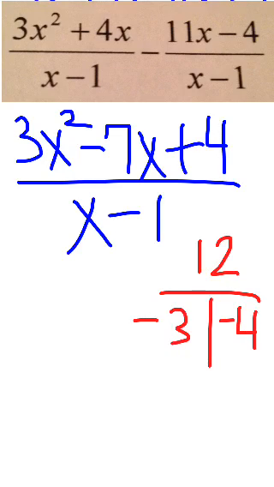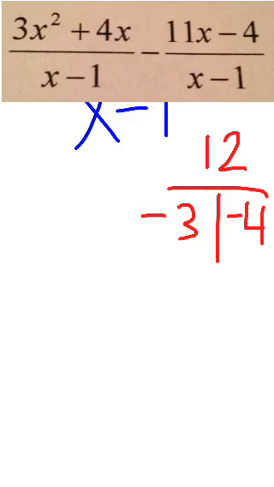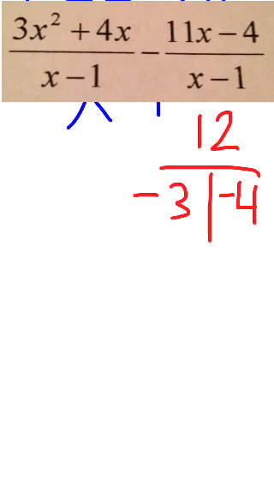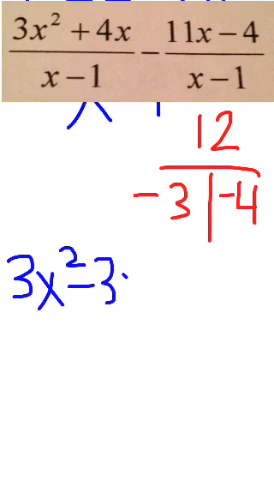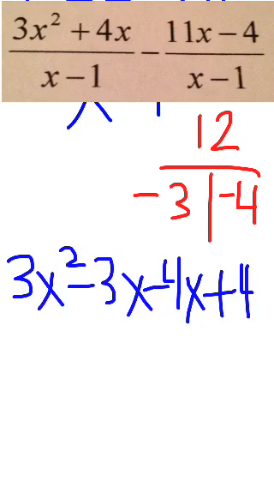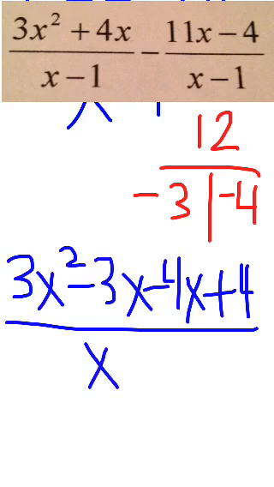The next step, rewrite the middle term, the negative 7x, using the factors we found. So we have 3x squared minus 3x minus 4x plus 4, still all over x minus 1.